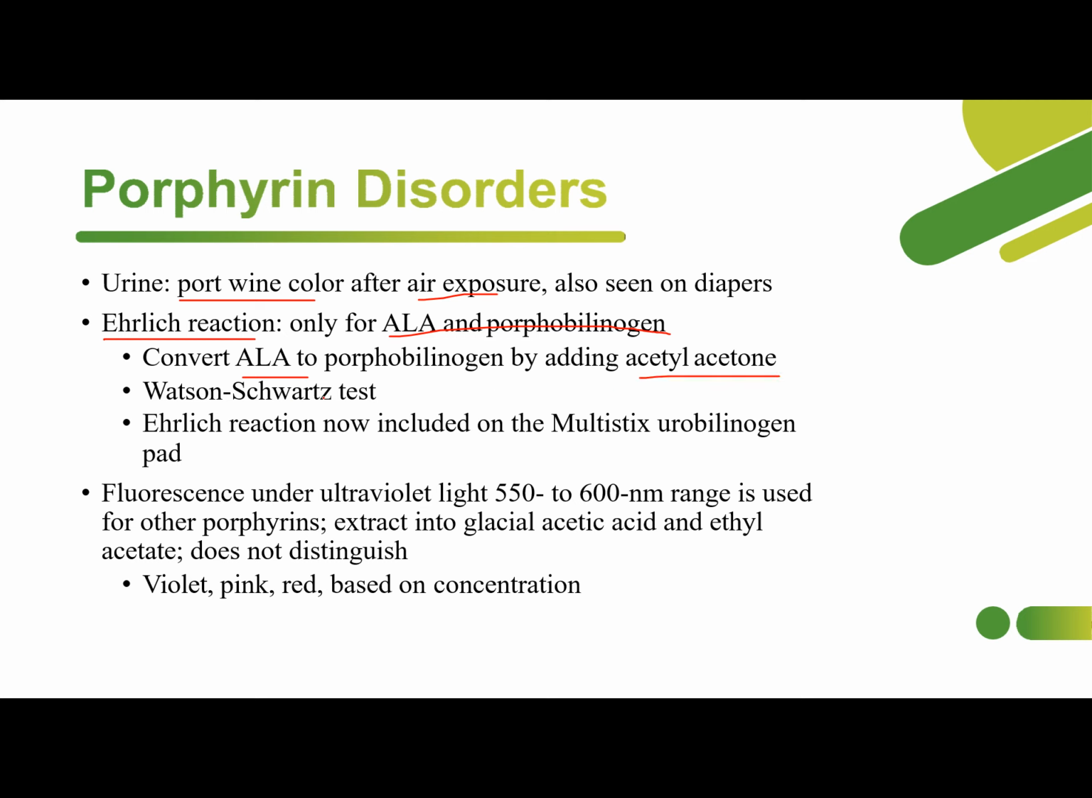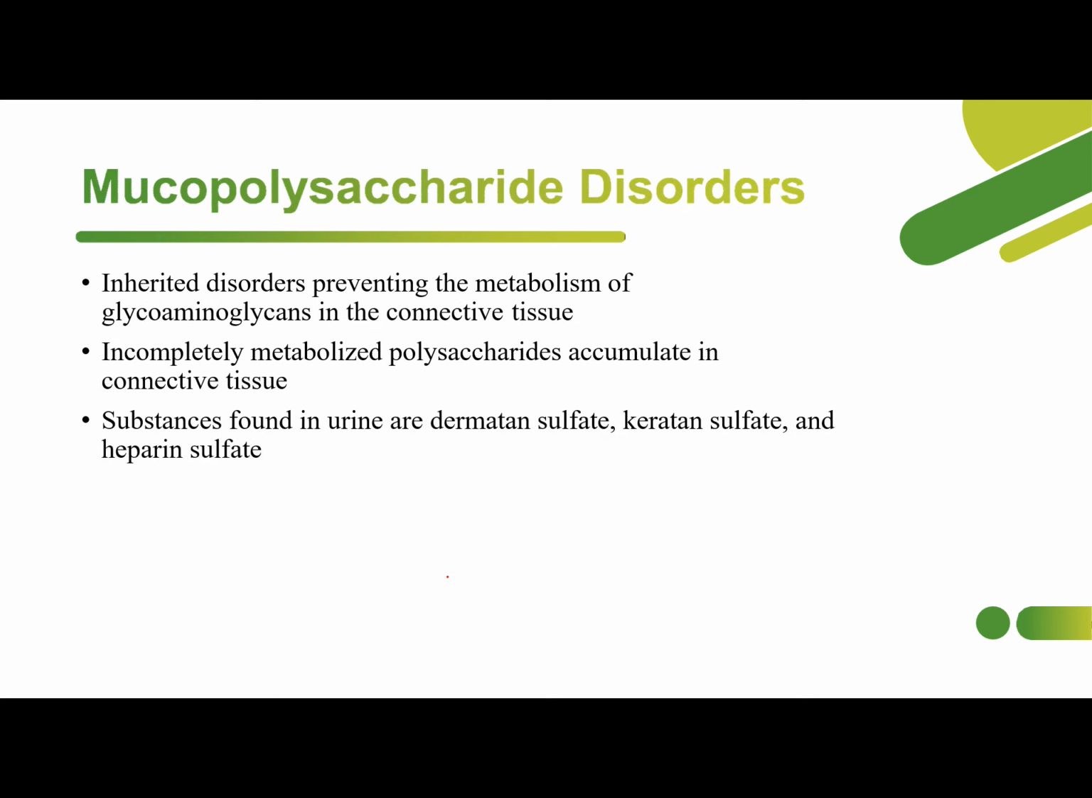Then we have the Watson-Schwartz test. This is an Ehrlich reaction now included on the multi-sticks urobilinogen pad. Fluorescence under UV light, 550 to 600 nanometer range, is used for other porphyrins. So UV light, class, set at 550 to 600 nanometer is used for other porphyrins. Extract it into glacial acetic acid and ethyl acetate. It does not distinguish violet, pink, or red based on concentration.